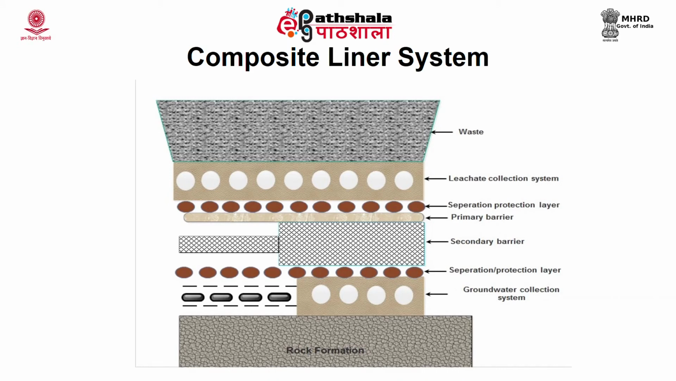You can see the waste, below the waste you have a leachate collection system lined with a geonet, and below this you have a primary barrier. The primary barrier and the leachate collection system are separated by a separation or a protection layer, that is a geotextile. Below the primary barrier you have a secondary barrier, and below the secondary barrier you have a second protection layer which is again a geotextile fabric, and the last one is a groundwater collection system which is optional.